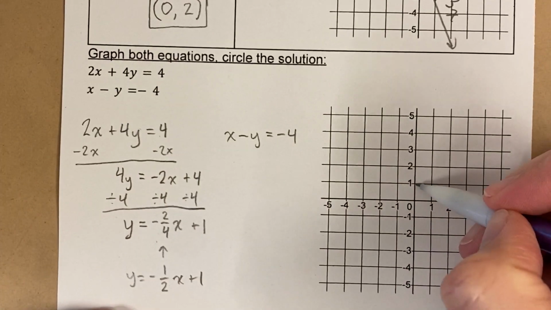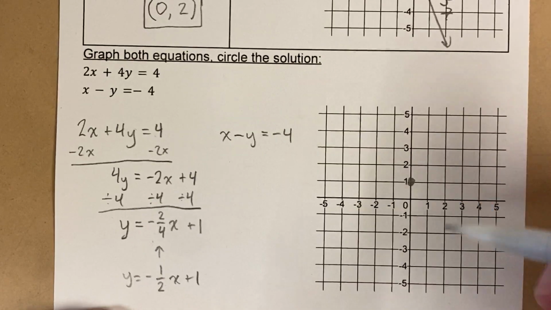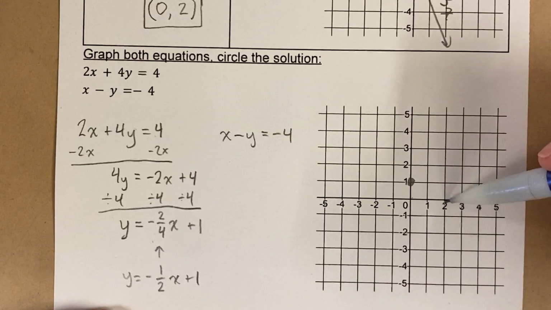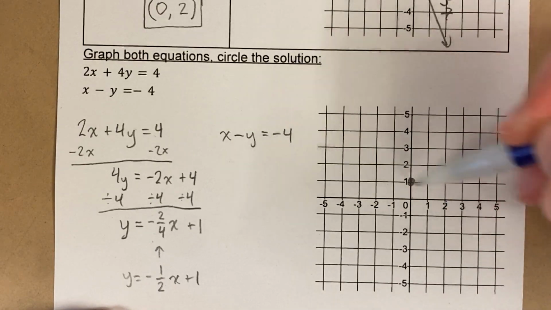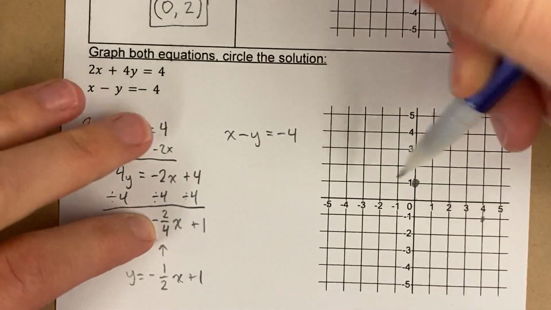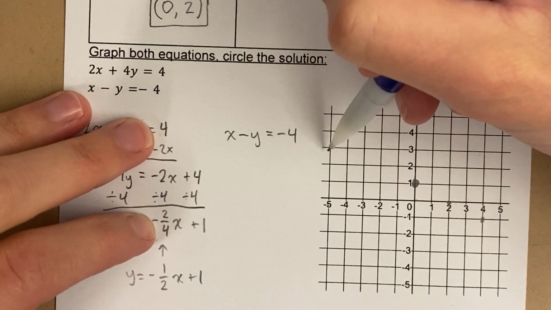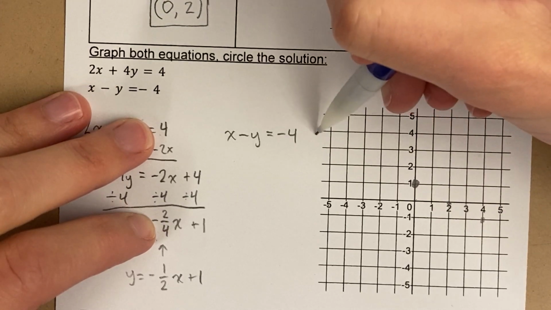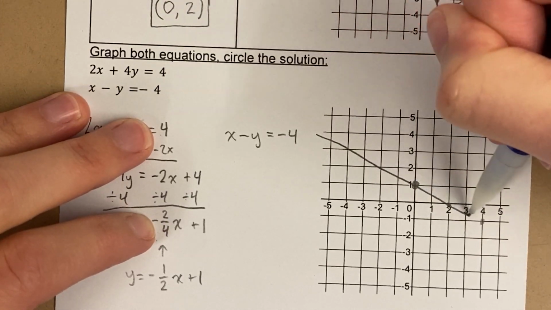Let's graph it. I'm going to go to 1, and then I could either go down 1, right 2, right? And that would graph this line like this, or I could go down 2, right 4. Either way, look, it's going to be the same line. Okay, so go ahead and sketch your graph.